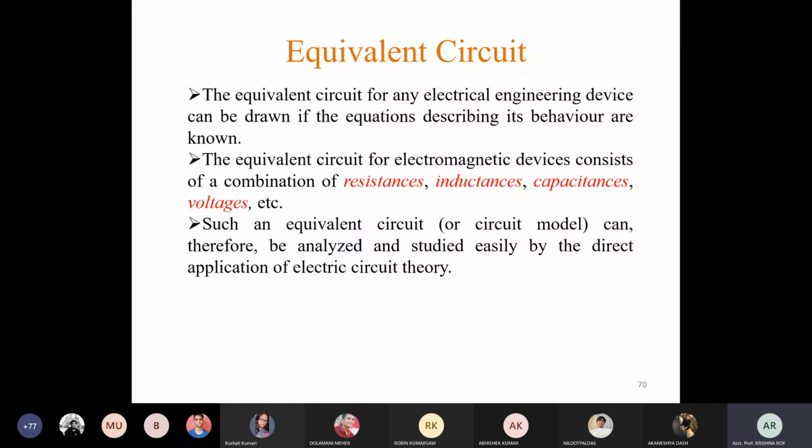We can apply also the field theory model, but only this circuit theory model is sufficient to study or analyze any electromagnetic device after we get this equivalent circuit. So it is a simplified version of any electromagnetic device.